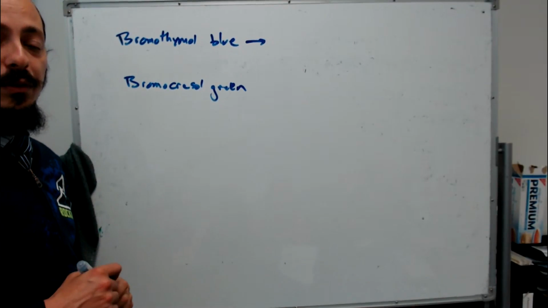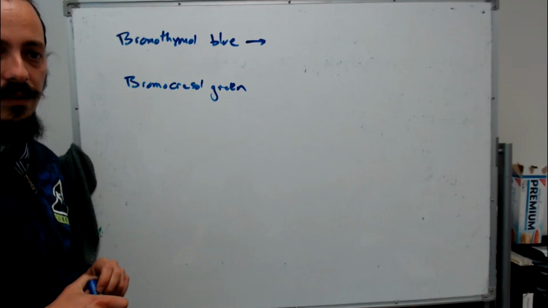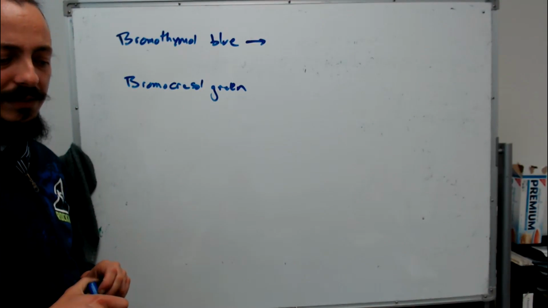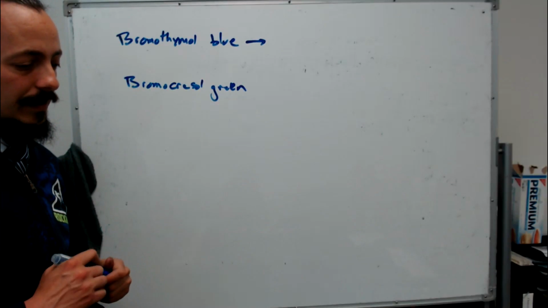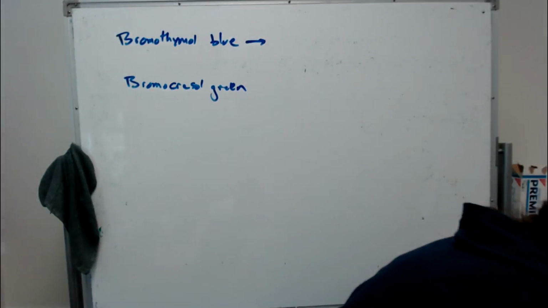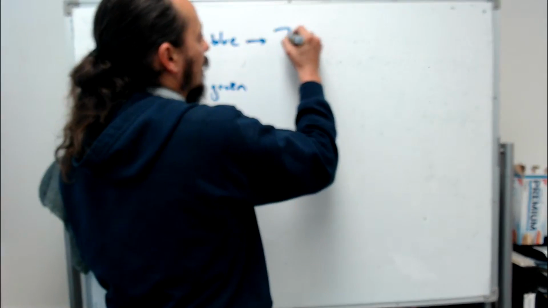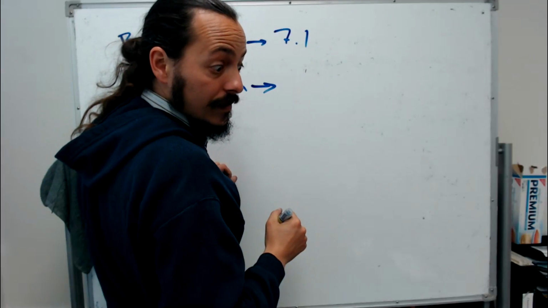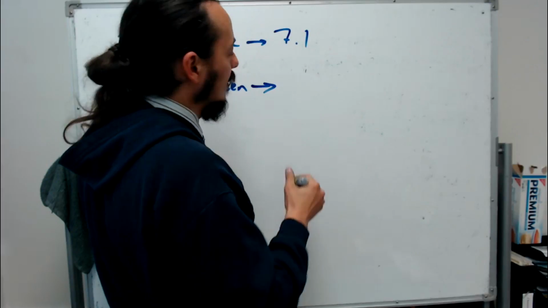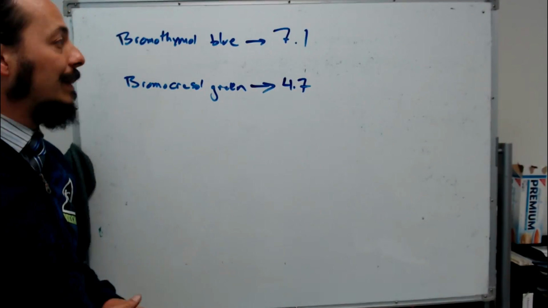So bromothymol blue. Do we know the indicator constant for that? Background information? Should be the other one. Let's have a look here. There it is. Bromothymol blue is 7.1, and bromocresol green is 4.7. So it's the pKa. We can use this information alone to figure out what's going to happen, right?